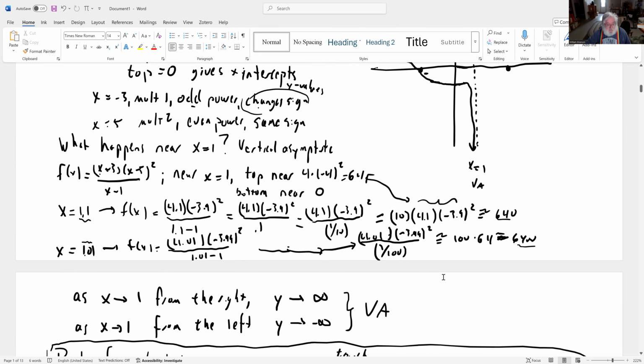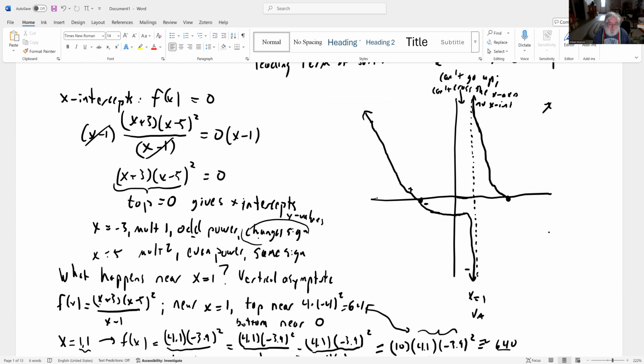Y values have opposite signs on either side of the vertical asymptote. So on the left, when we went down to minus infinity, that means on the right, our vertical asymptote goes up to plus infinity. And so then when we come down from here, we get to this x-intercept, but that's an even power, so we have the same sign on both sides, and we go back up. So we're plus on this side, plus on this side, plus on this side.